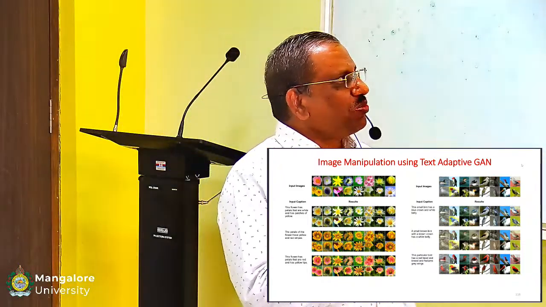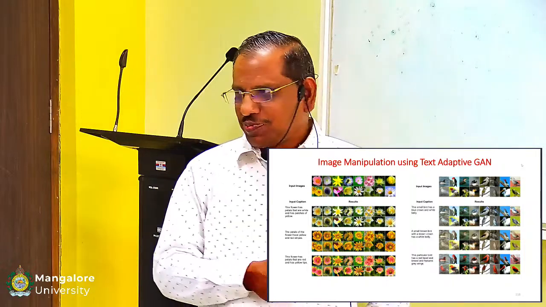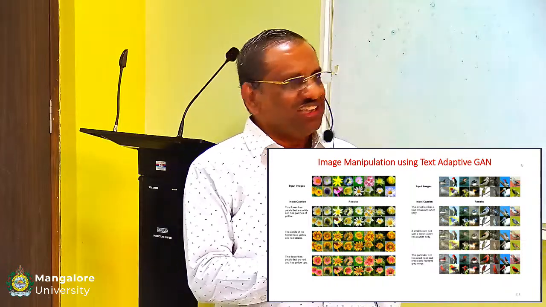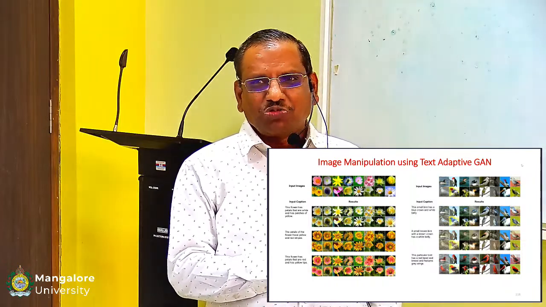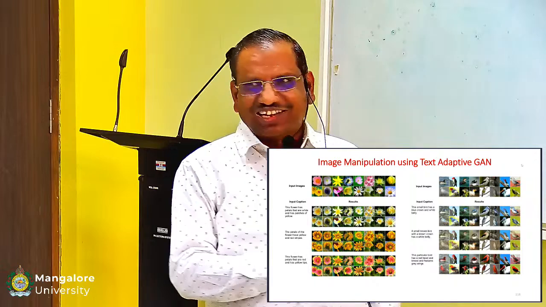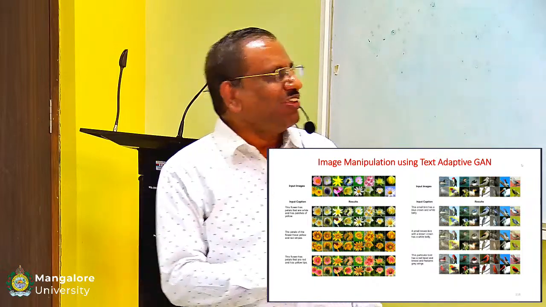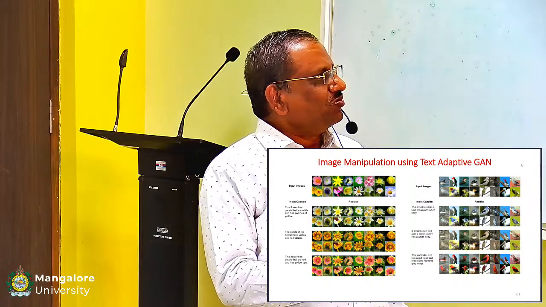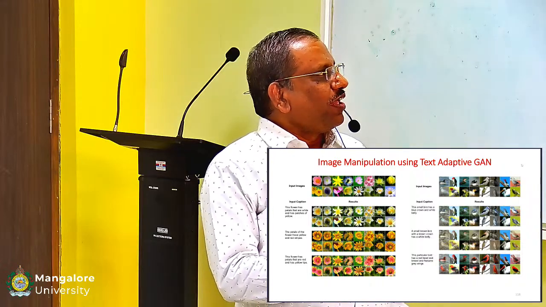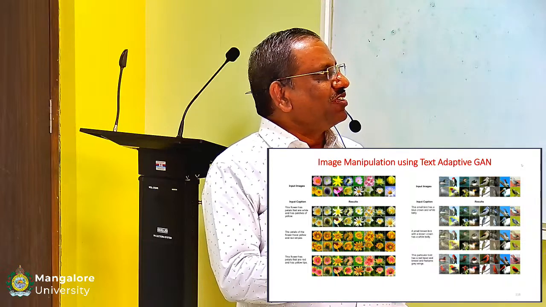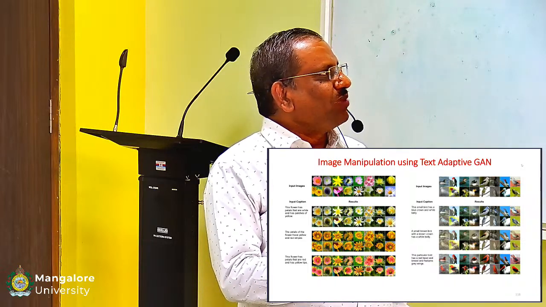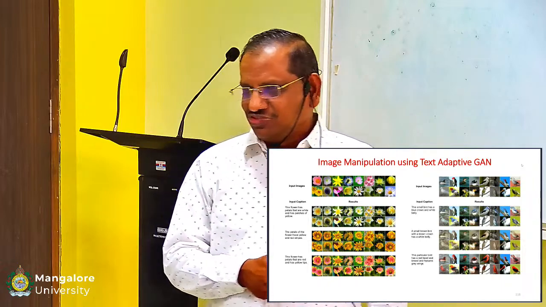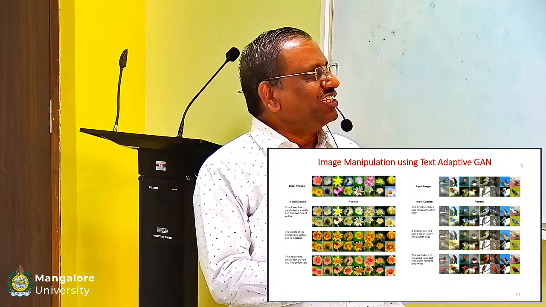Now, suppose I have these images and I want to perform some changes in these images. The changes I want to perform are given by a sentence. So let's take this first case here. I want to generate images where the flower has petals that are white and has patches of yellow.